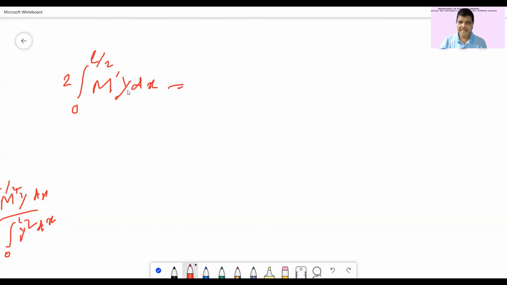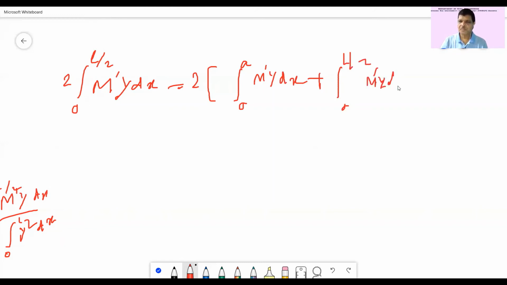Now what we have done? We have divided this into two parts: 2 multiplied by the whole. One is the integral from 0 to a of M dash y dx, plus the integral from a to L by 2 of M dash y dx. Now clear?